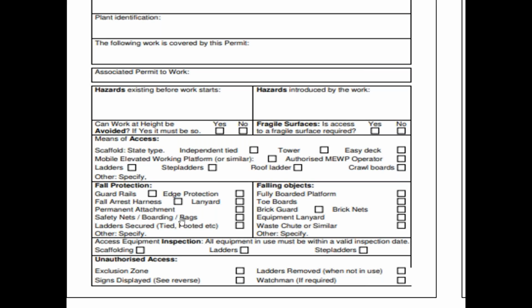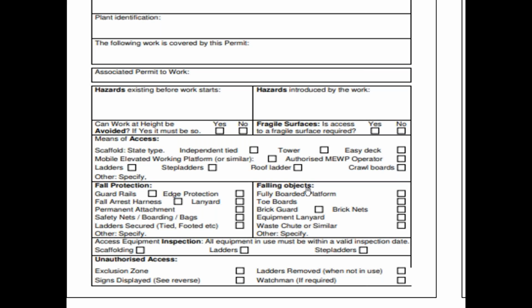Then for fall protection, what you are going to use should be checked. That may be guardrails, edge protections, lanyards, fall arrest harness, then permanent attachment, safety nets, boardings, bags, ladders secured, that may be tied or footed, etc. Or if any specific equipment is there for fall protection, because nowadays new sophisticated equipment is also there with a spring loading mechanism, with some digital mechanism, with sensor mechanism, etc. So that can be mentioned in the other section also.